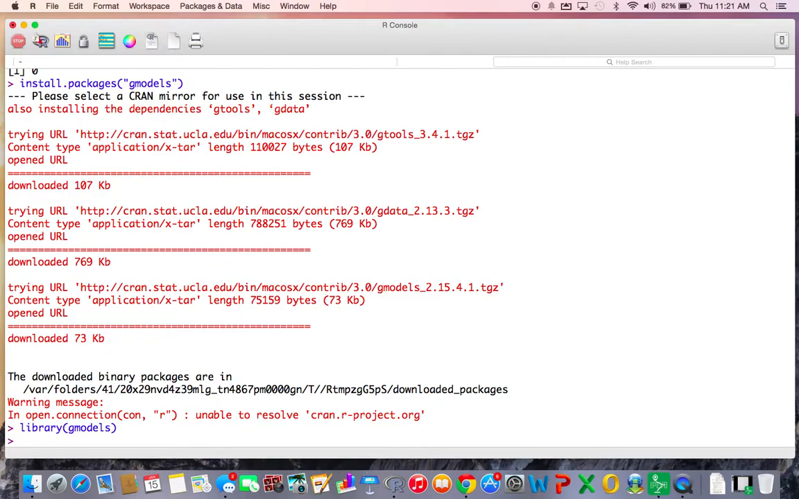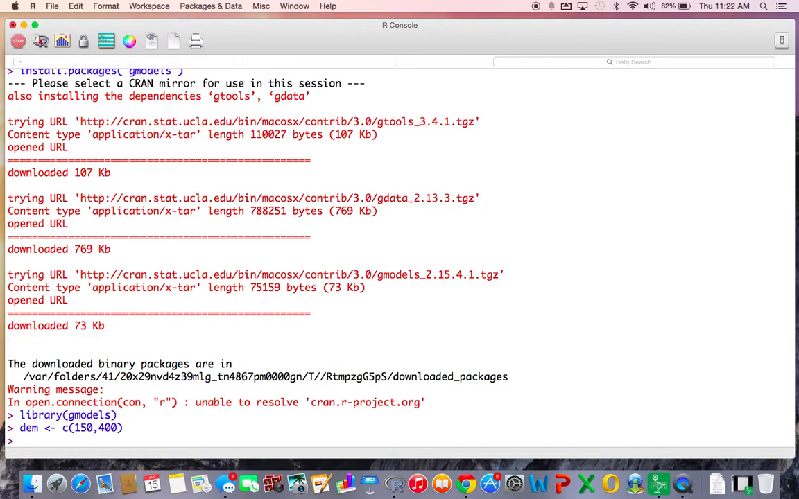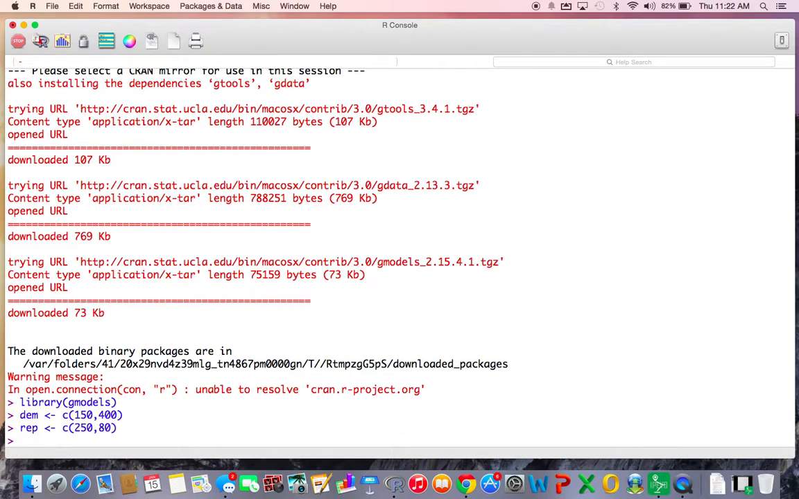let's examine this across columns. So I'm going to want to look at the number of Democrats and number of Republicans. So I'm going to call the first Democrat, and looks like we have 150 and 400. And the Republican column, we have 250 for pro-life and 80 for pro-choice.